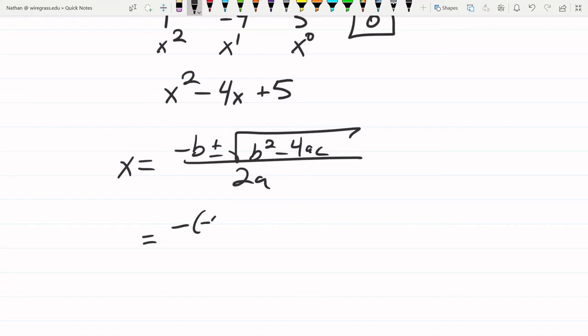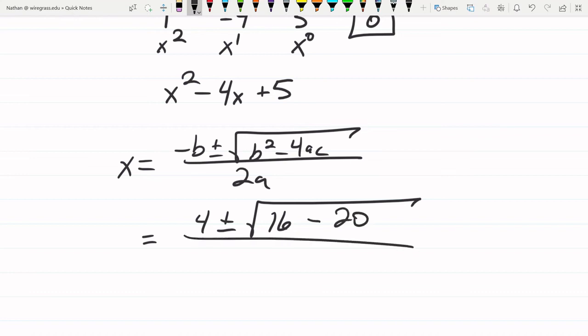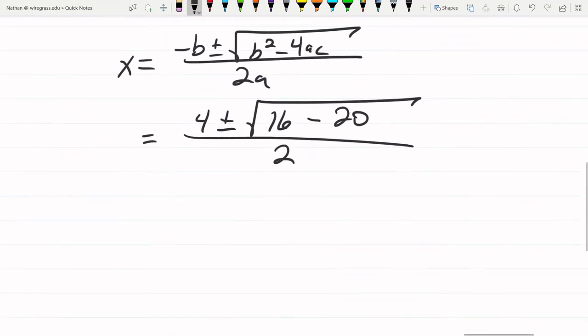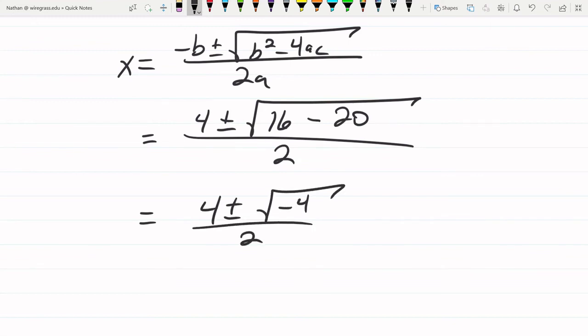B is negative 4. I'll simplify this. Negative 4 is positive 4. B squared is negative 4 squared, so 16. Minus 4 times a times c. 4 times a is 4 times 1, so 4 times 5 is 20. A is 1, so 2 times a is 2. So we have 4 plus or minus the square root of negative 4, over 2.